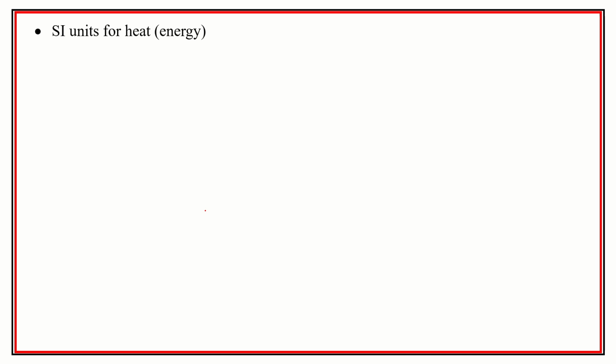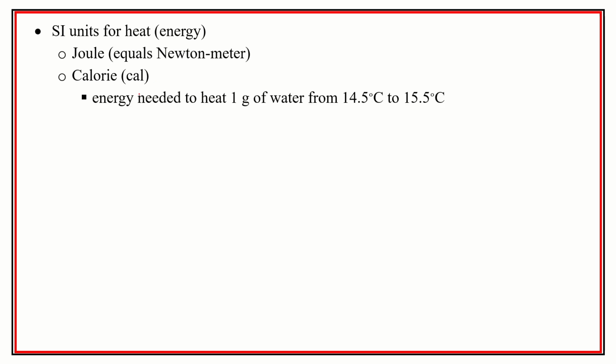Let's talk a little bit about the units, always a good idea. In SI units we usually use joules, which is equal to a newton meter. Sometimes we'll use calories. You're probably used to calories from food. Those are actually kilocalories, by the way. But the calorie is defined as the energy needed to heat 1 gram of water by 1 degree Celsius. And they're being very specific.